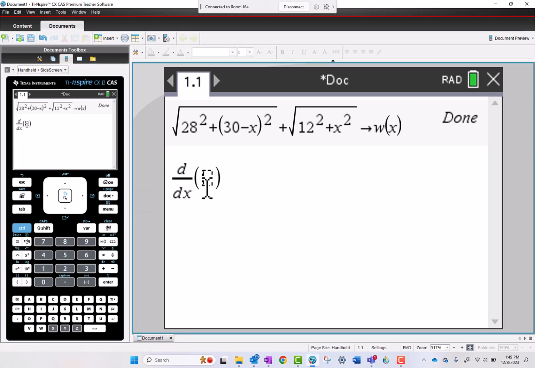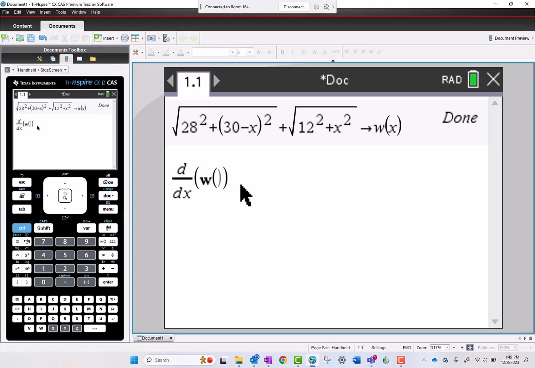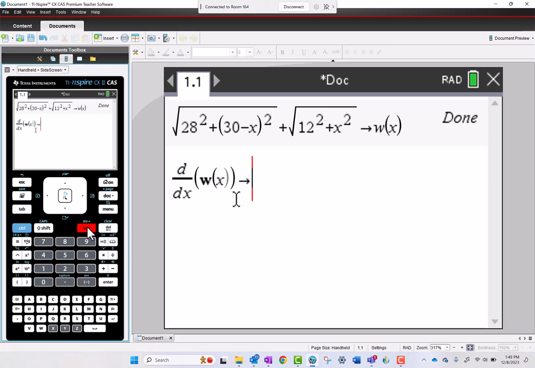Then I'm going to do the derivative of W, right? And I'm going to get that from a couple places. I'm going to get it from here. There's my W. W of X, and I'm going to store it. Now I'm going to store it as W1 of X, like first derivative, like W1 of X. That's what I'm going to do. Okay, are we okay?